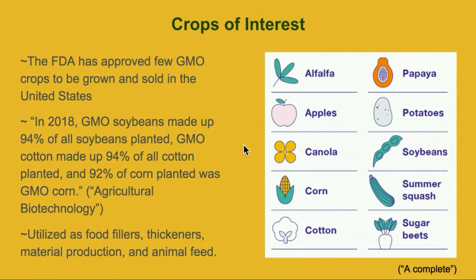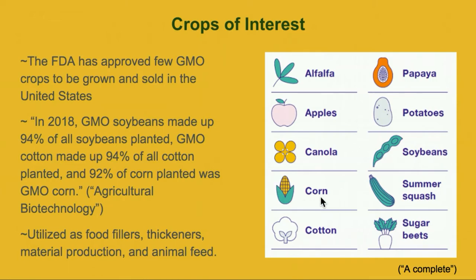So here in this slide we see the GMO crops that are FDA approved, and according to the FDA's website, this is an exhaustive list of approved crops. It may not seem like a lot, but one thing to note is that these are used in a variety of ways, such as food fillers, thickeners, material production. Some of these are used in the production of adhesives, and it's also important to remember that although it's only one variety, and here I'm kind of focusing on corn because that's the United States cash crop.